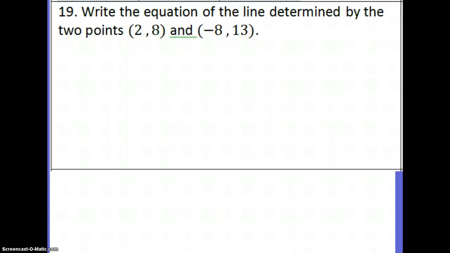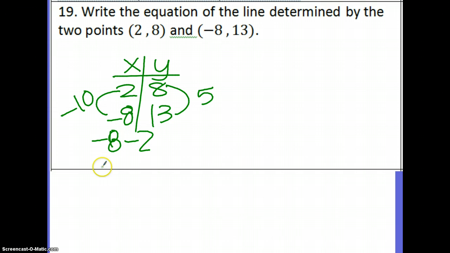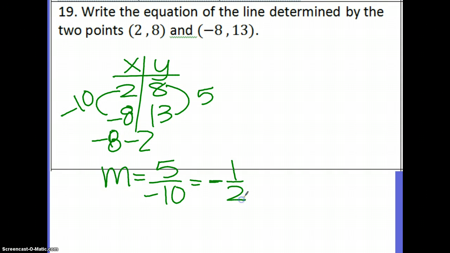Write the equation of the line determined by the 2 points. So this one, we do actually need the slope, and then we need to keep going and get the y-intercept. So 13 minus 8 is 5. Negative 8 take away 2 more is negative 10. And rise over run, negative 5 over negative 10 reduces to negative 1/2. So that's our m, that's slope.